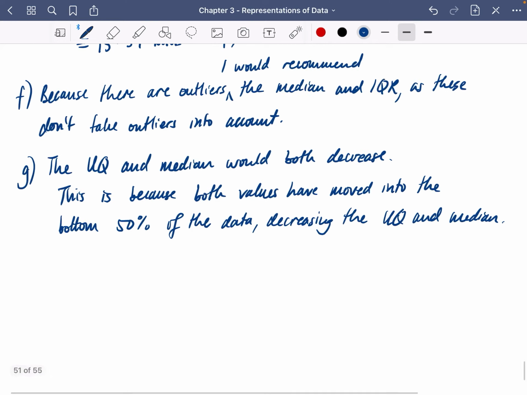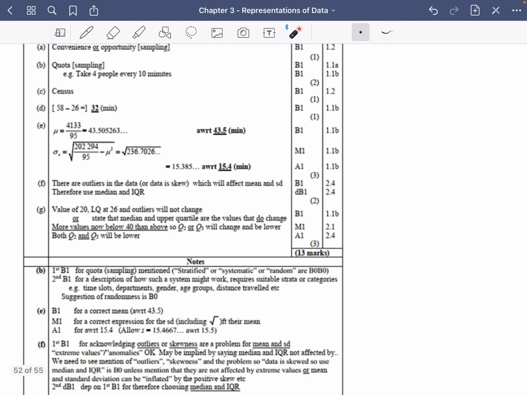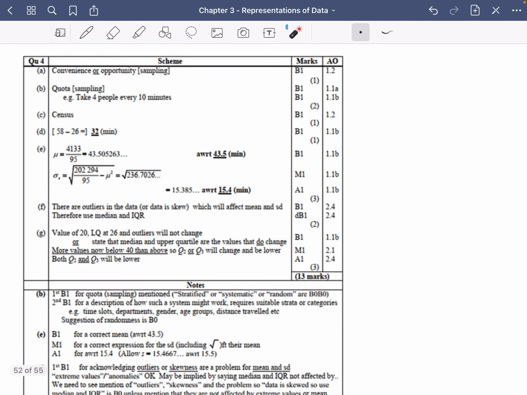Okay, let's have a look at all of this then. So we've got the opportunity sampling, quota sampling, taking 4 people every 10 minutes. Well, they've also got some other bits down here for the quota sampling. You could say a description of how it might work. So you could say time slots, departments, gender, age groups, something like that, but nothing to do with random. You can't say stratified, systematic, or random. Census for part C, we got 32 for the interquartile range, 43.5, and 15.39, which was 15.4.